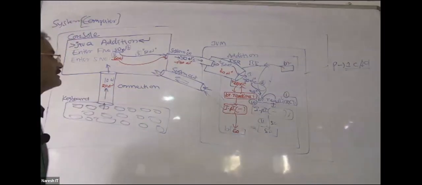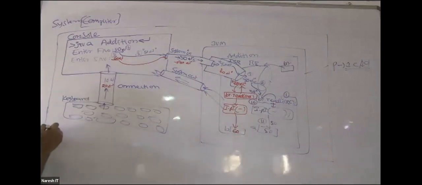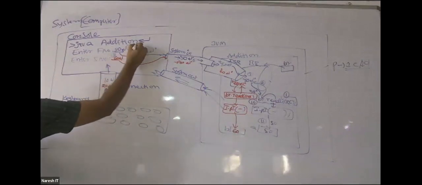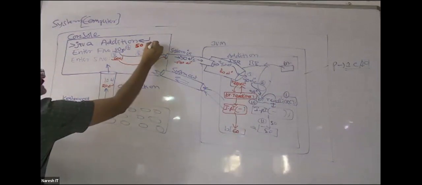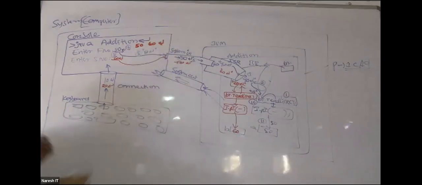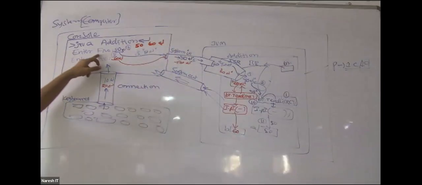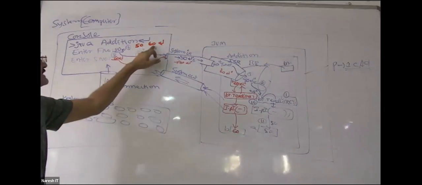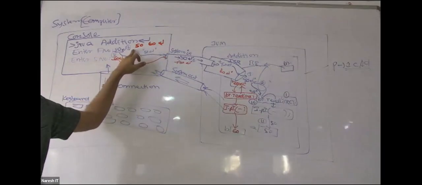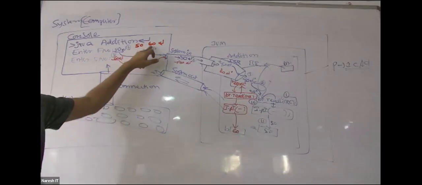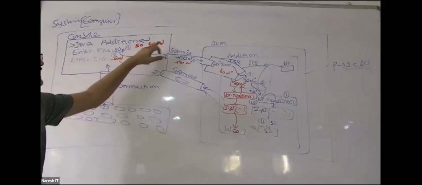Everyone look here. On the console, I am giving both 50 and 60 at a time with a space, and press enter. Enter number: I entered 50 space 60. It is like a command line arguments application, where two values are given at a time and I press enter.